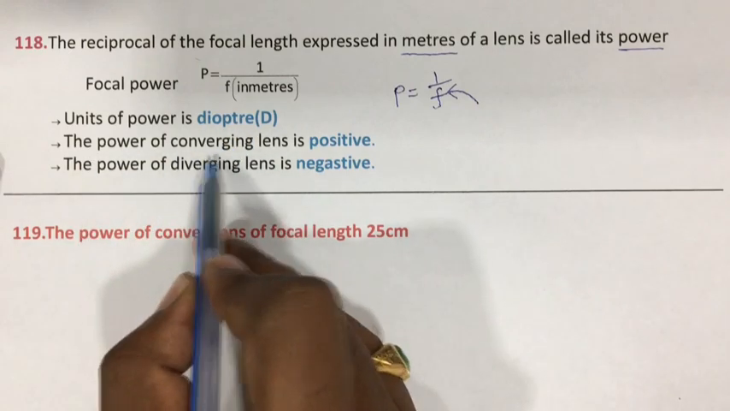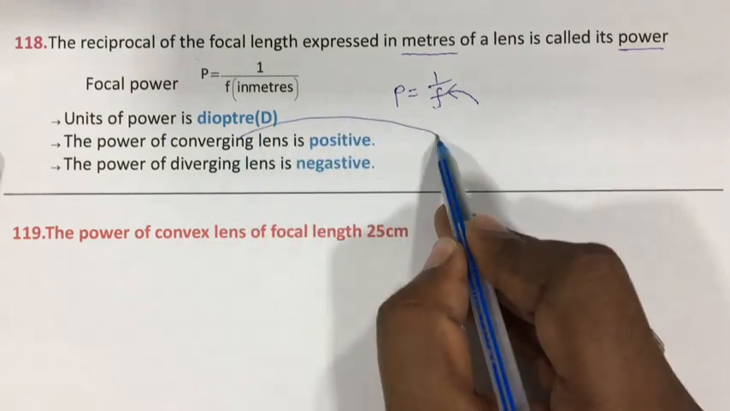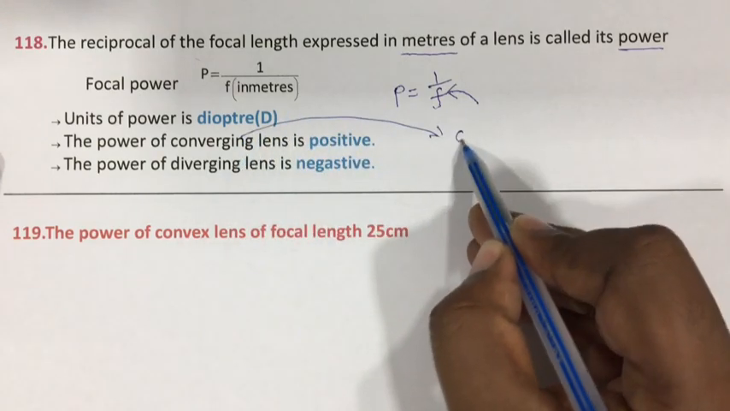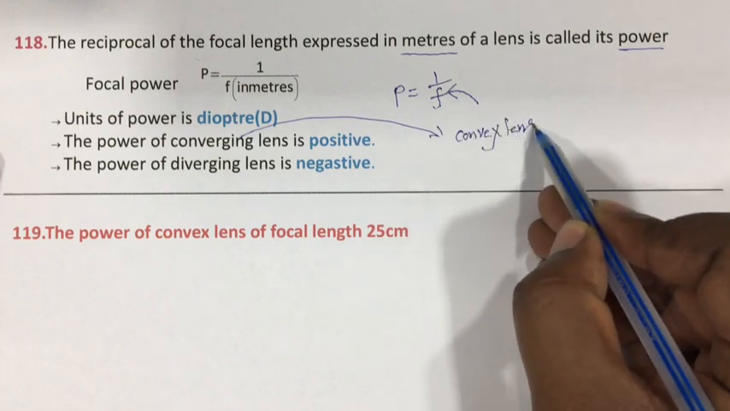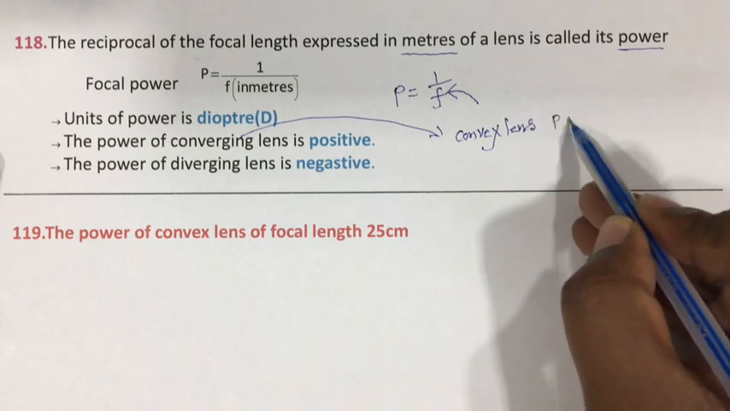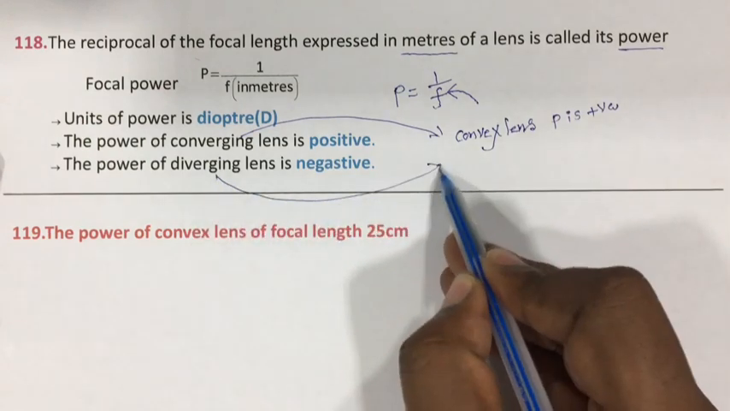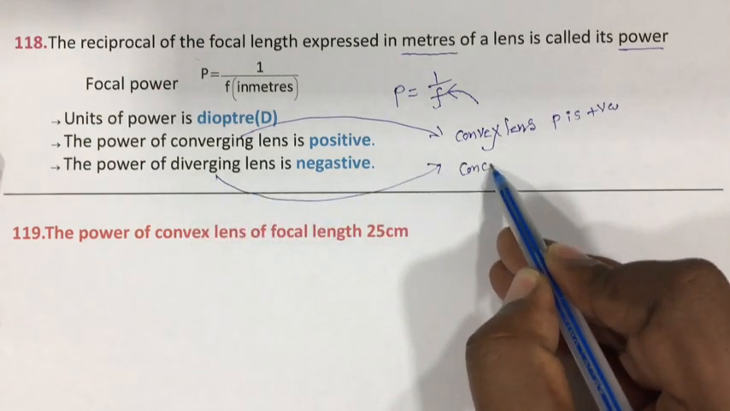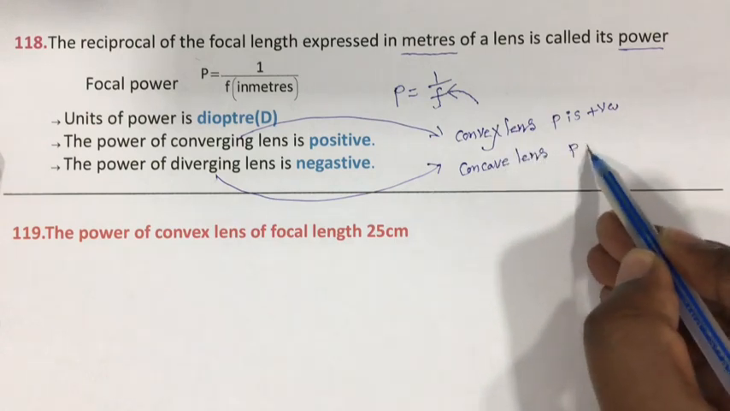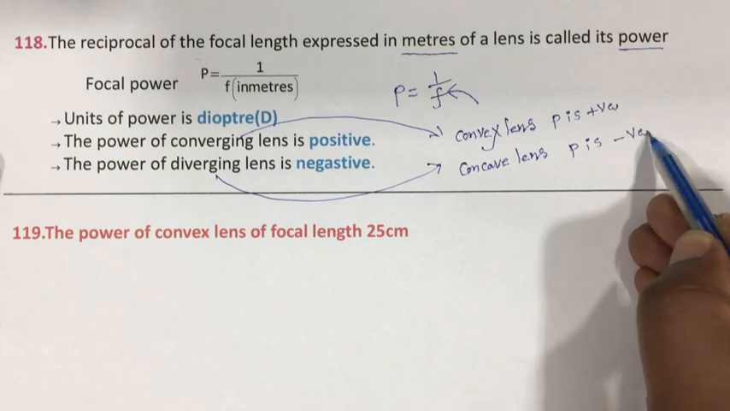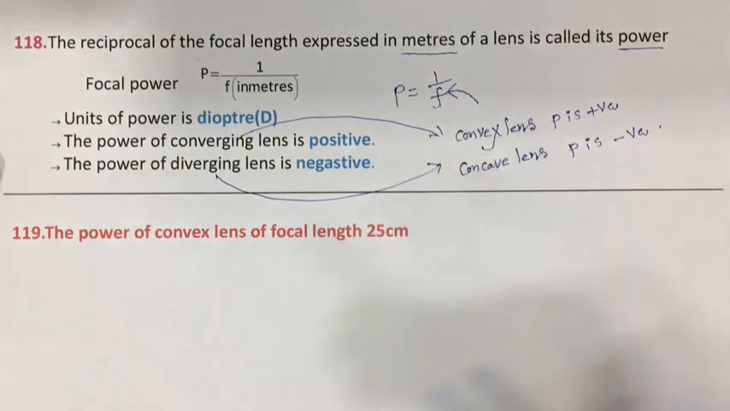The power of a converging lens is positive. Converging lens means convex lens. Convex lens power is positive. For a diverging lens, meaning concave lens, power is negative. So finally, the power of a lens is the reciprocal of focal length.